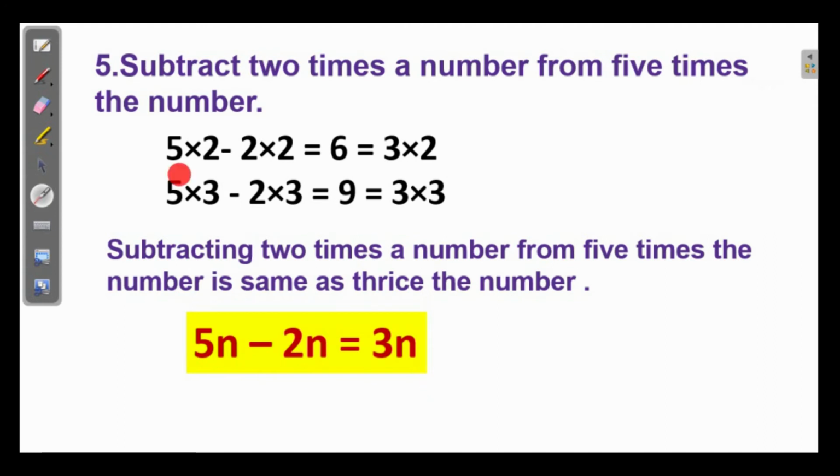Or we can take several numbers. Taking 2 as the number, 5 into 2 minus 2 into 2 is equal to 6. That is equal to 3 times the number. Taking 3 as the number, 5 into 3 minus 2 into 3 is equal to 15 minus 6, which is 9. 9 is the same as 3 into 3. So 5n minus 2n is equal to 3n. So whatever numbers are taken, this relation does not change. That is why the name of the unit is unchanging relations.